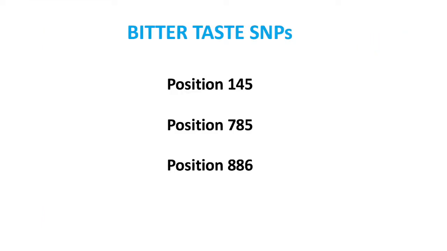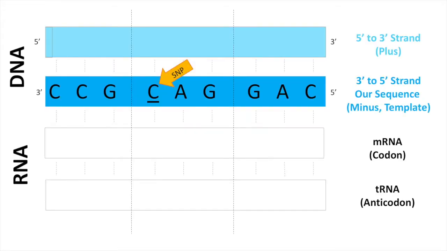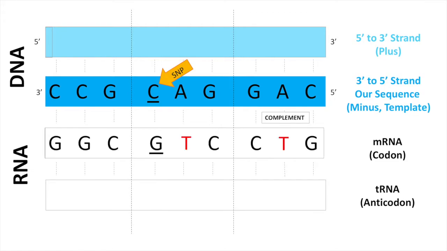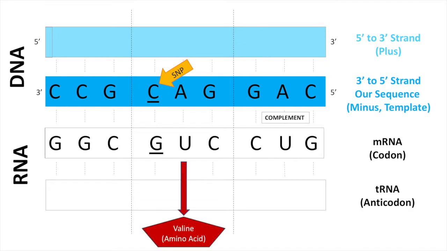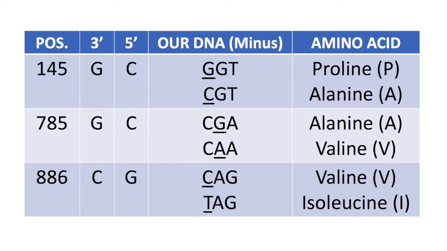There are three key SNPs in our fragment: position 145, position 785, and position 886. Each SNP is capable of changing the amino acid that will ultimately be created. As a shortcut, you can simply complement the minus strand of the DNA and replace the T's in the minus strand with U's, and then determine the corresponding amino acid that matches the triplet. For your reference, we've also included this table that shows the minus strand of the DNA and how it corresponds to the amino acids. This will not appear in the student version of this video.